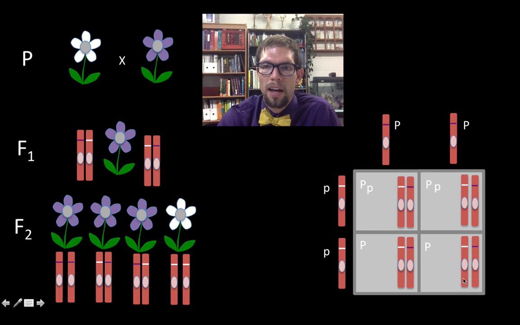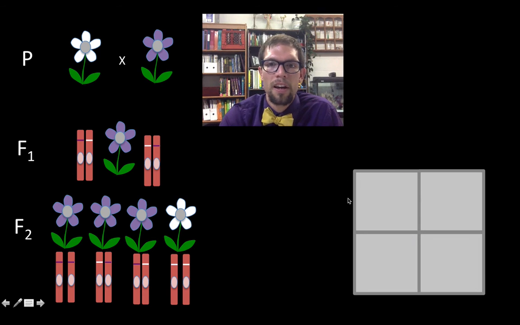And when you look at the letters here, you can see that you have a capital P and a lowercase p in all of these, because this parent only had the dominant allele to give, and this parent only had the recessive allele to give. So now let's look at what he did when he crossed the F1 generation with itself.